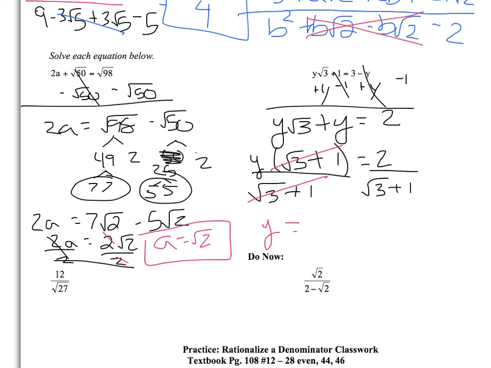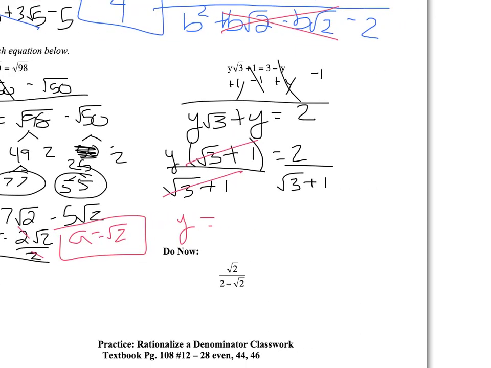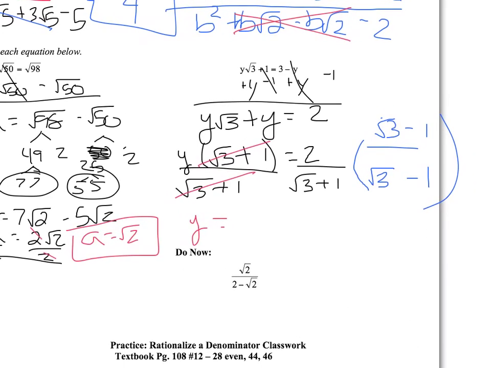But look what's wrong with that right-hand side. You can't have a radical in the denominator. So we need to rationalize. And the way we rationalize is by multiplying by the conjugate. And the conjugate of radical 3 plus 1 is radical 3 minus 1. Alright, so now multiplying 2 times radical 3 minus 1 in that numerator would give me 2 radical 3 minus 2.